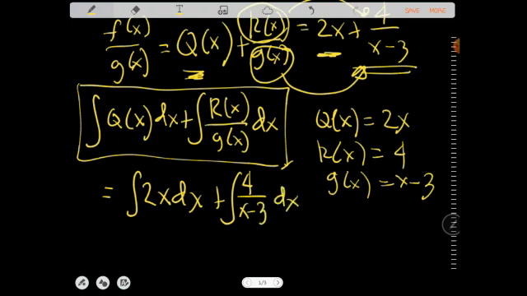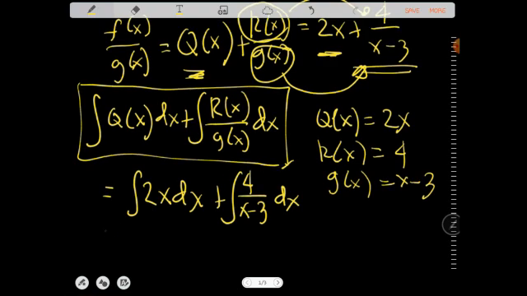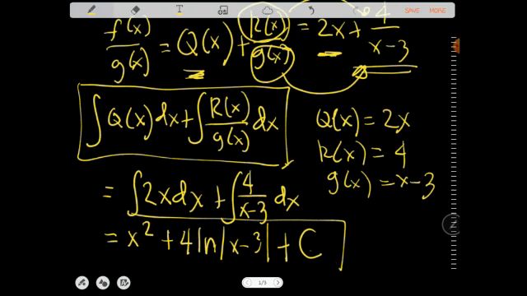So integrate mo yung 2x dx, that is equals to x squared. Tapos pag in-integrate mo naman yung 4 over x minus 3, that is 4 ln of the absolute value of x minus 3, and plus the arbitrary constant c. So this should be now the final answer.